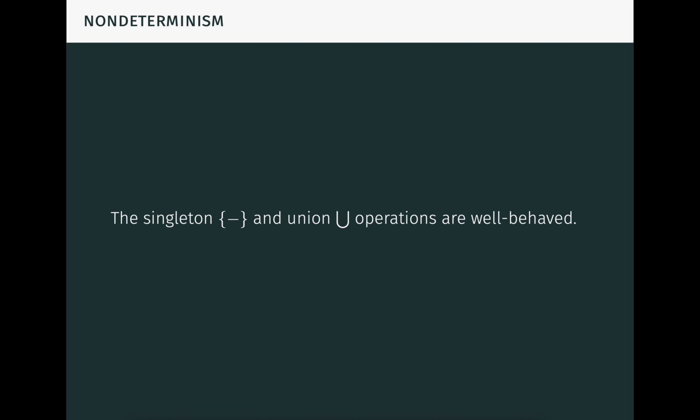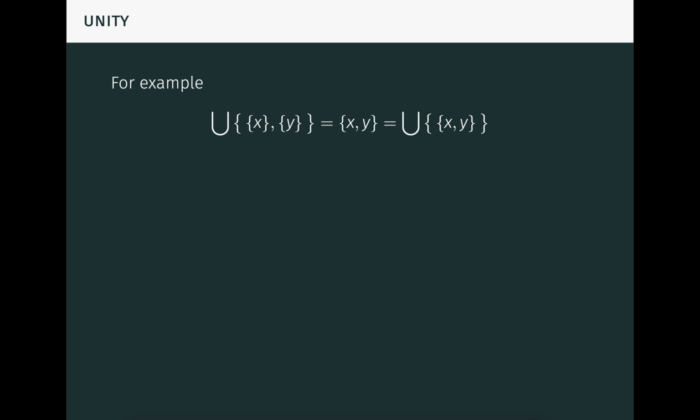We observe that the singleton and union operations are well behaved. First, the two operations play well together. If we start with a set, like the unordered pair of x and y seen in the middle here, and take the singleton of each element of the set, or take the singleton of the set as a whole, and then take the unions of the resulting sets, we get back the set we started with.